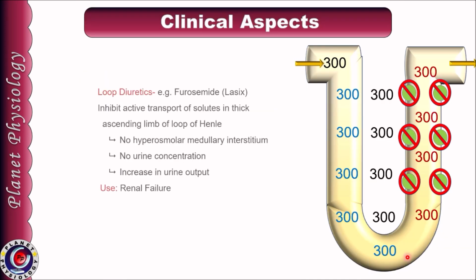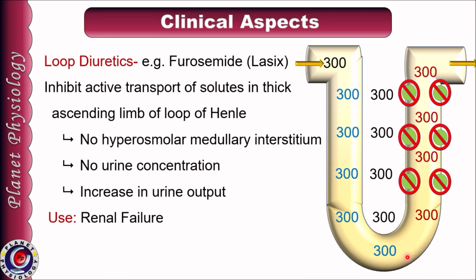Now let us study some clinical aspects related with urine concentration. First is use of drugs like furosemide or Lasix. These drugs inhibit active transport of solutes in the thick ascending limb of loop of Henle. As a result, there is no creation of hyperosmolar medullary interstitium and hence no urine concentration. This causes formation of dilute urine which is more in volume, thus increases urine output. Hence, these drugs are advised in patients of renal failure to increase their urine output.